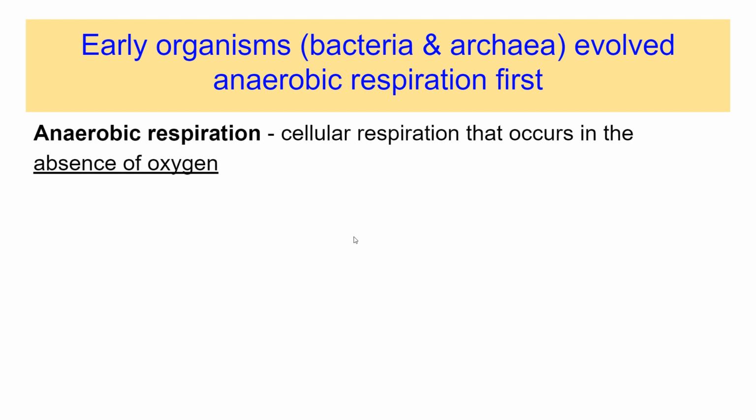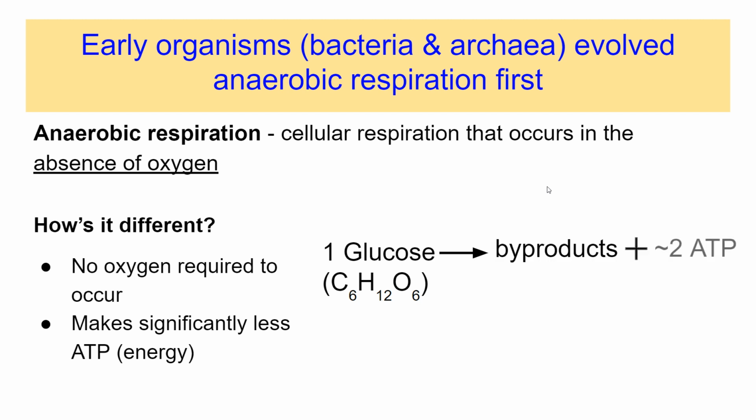So, anaerobic respiration is cellular respiration that occurs in the absence of oxygen, and there are a few differences between aerobic and anaerobic respiration. As you can see, both require glucose. However, in the absence of oxygen, the process of respiration produces significantly less ATP. As you remember, aerobic respiration produced 36, and anaerobic only produced 2.